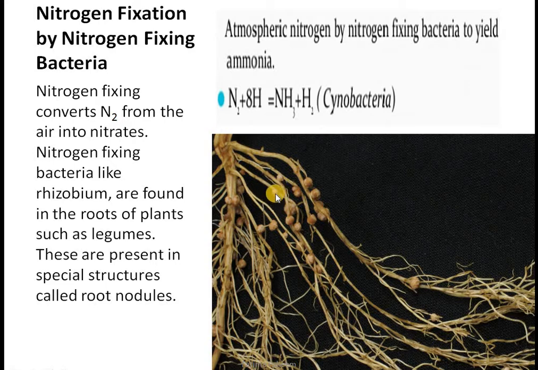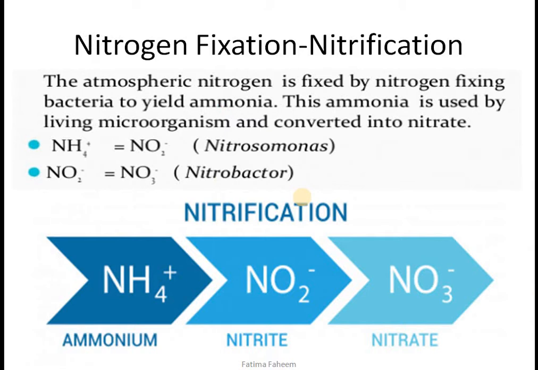These root nodules contain certain bacteria which are responsible for this nitrogen fixing. What kind of bacteria? One example I have written here, Rhizobium. Then there is Cyanobacteria. All these kinds of bacteria which reside in the root nodules of the leguminous plants are responsible for conversion of atmospheric nitrogen into nitrate ions. This is called nitrogen fixation by nitrification.